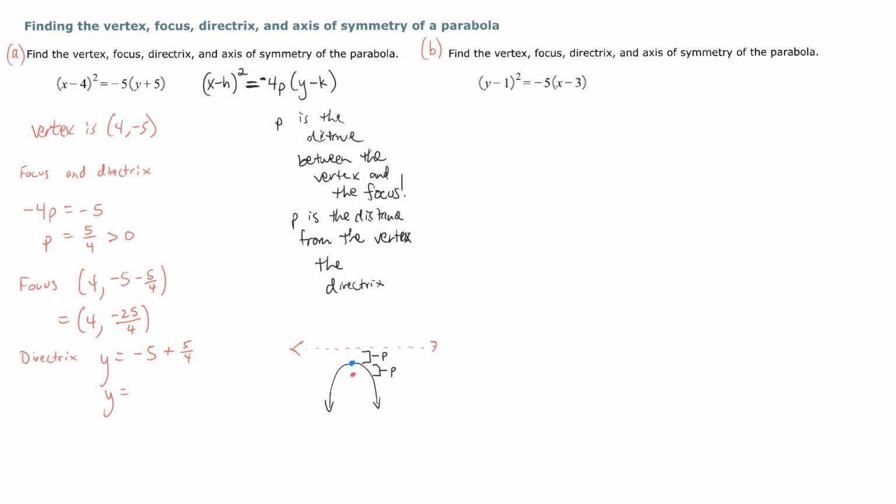Sure, we have -20 over 4 plus 5, so -15/4. You must circle this equation of a horizontal line, or box. I boxed the equation of a horizontal line. Don't miss that. Let me go back and circle the focus. We have the vertex.